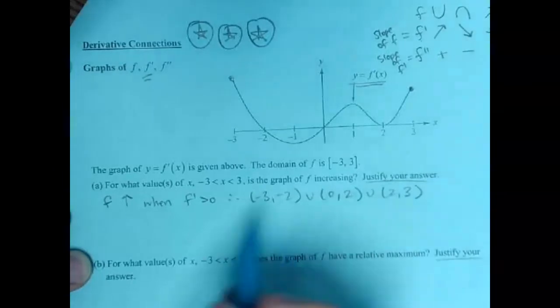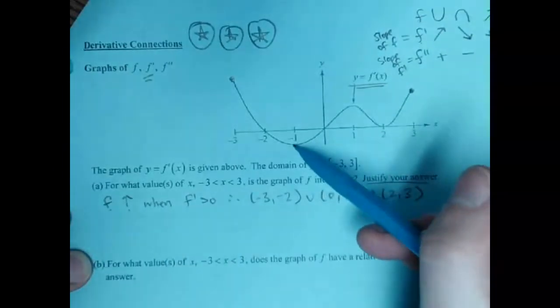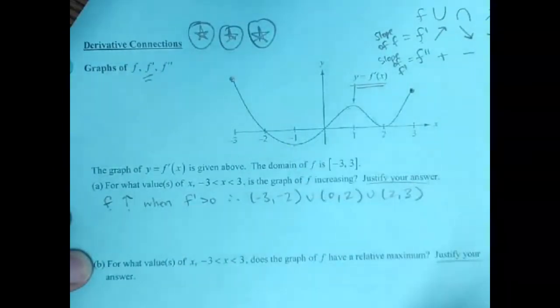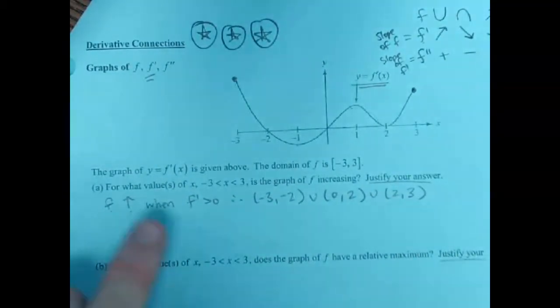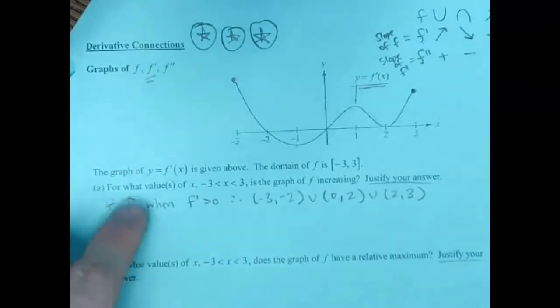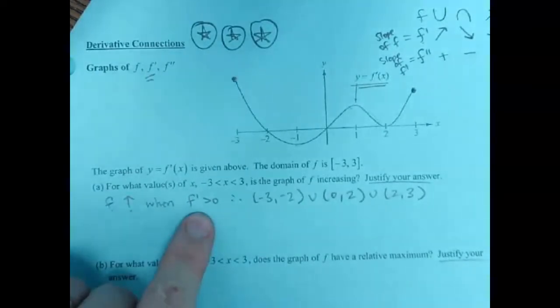So if you want f to be increasing, it is not going to be from here to here, because this is not the graph of f. That's the graph of f prime. And if you want f to be increasing, without even seeing what the f function is, you know that f would be increasing when your derivative is positive.